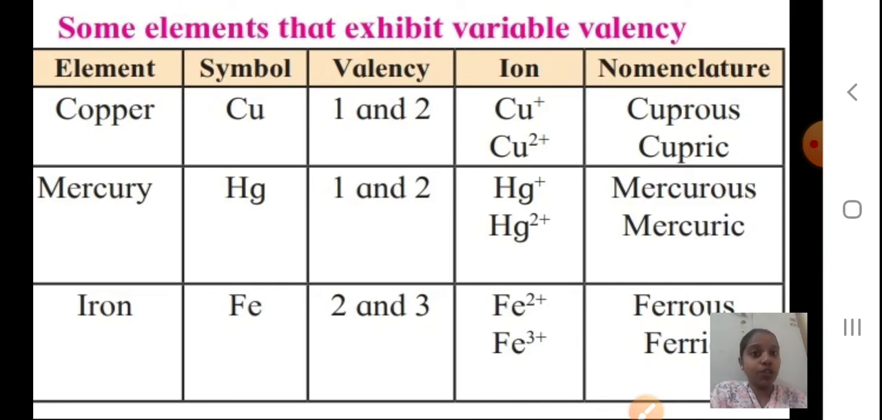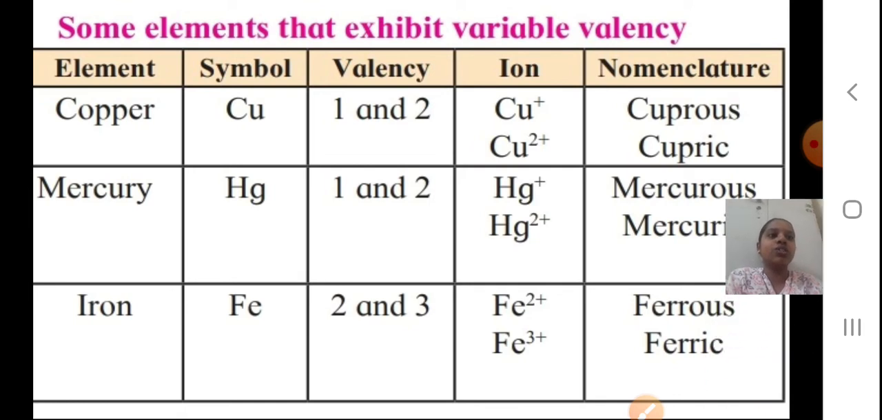So Cu+ can form, that is cuprous, and Cu2+ can form, that is cupric. Mercury, Hg, 1 and 2. Hg+ or Hg2+ can happen. If it is Hg+, it is mercurous. If it is Hg2+, then it is mercuric. Iron, we write it as Fe, 2 and 3. Fe2+ means iron gives 2 electrons, that is ferrous, or iron can give 3 electrons, that is Fe3+, that is ferric.